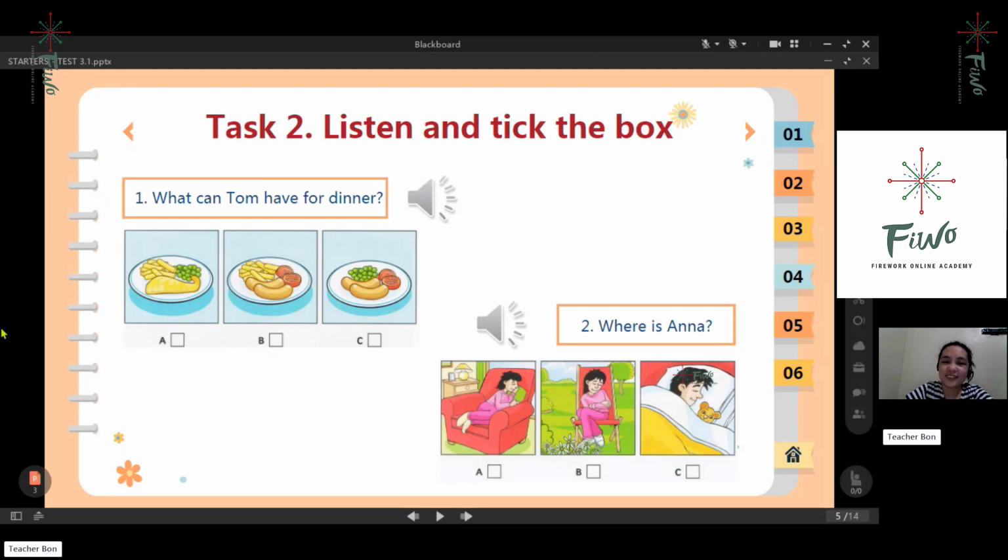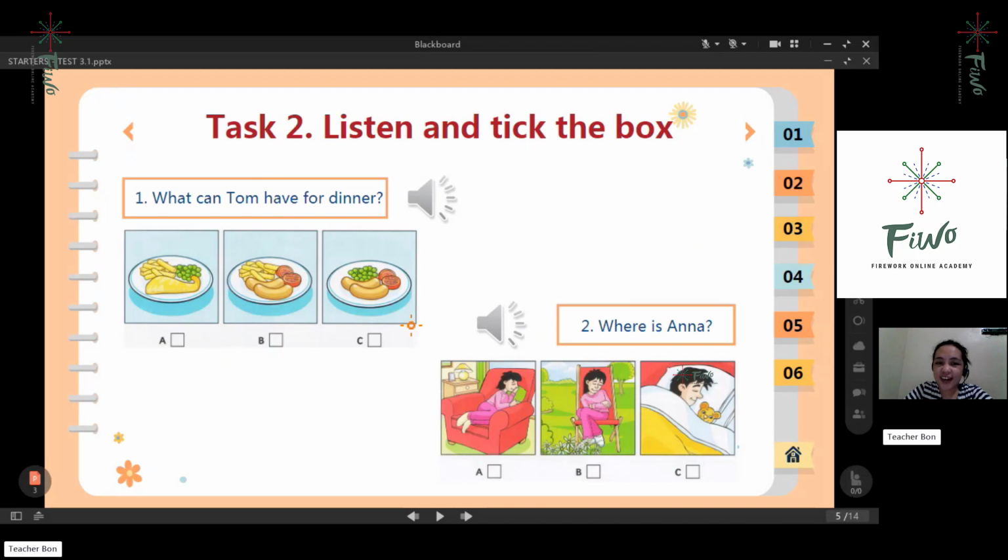What can Tom have for dinner? Can we have fish and chips for dinner today, Mom? Not today, Tom, but we've got sausages. You like those. Can we have tomatoes and peas with them? Yes, we can.